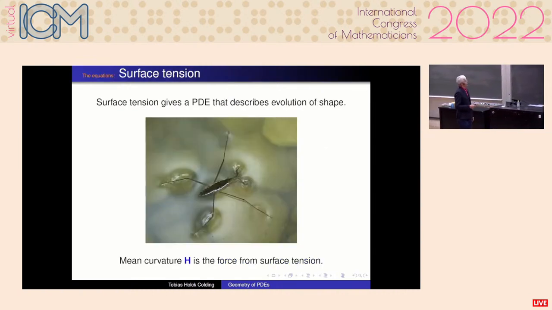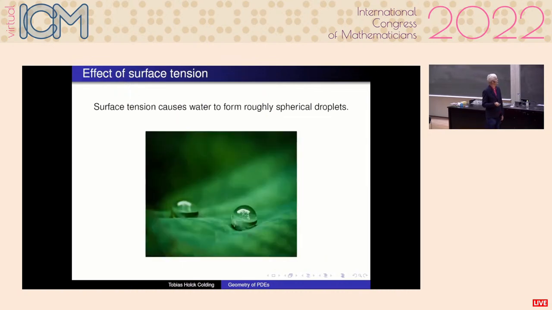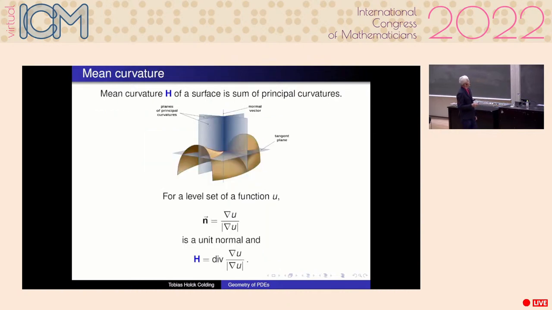First, a little bit about some of the geometric equations that come up. One comes from surface tension. So surface tension gives a PDE that describes the evolution of shape. Mathematically speaking, surface tension is the mean curvature. Surface tension has the effect of causing water to form roughly spherical droplets. And mathematically speaking, mean curvature is the sum of the principal curvatures.